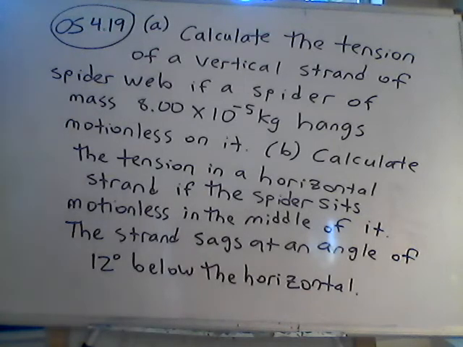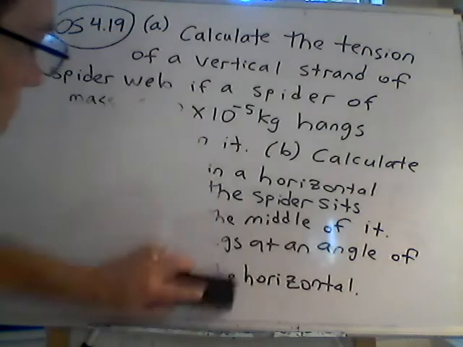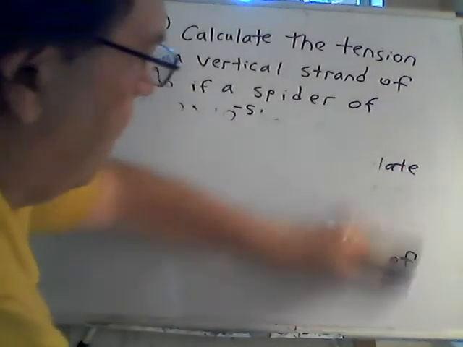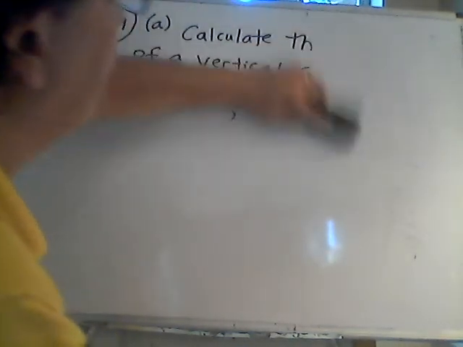So again, we have a spider. First of all, simple problem. We have a spider hanging motionless on a vertical strand of web, or strand of silk. So let me erase this now. Again, we're back in OpenStax now. And as a research scientist, you want to reference various books, various tomes, if you will.